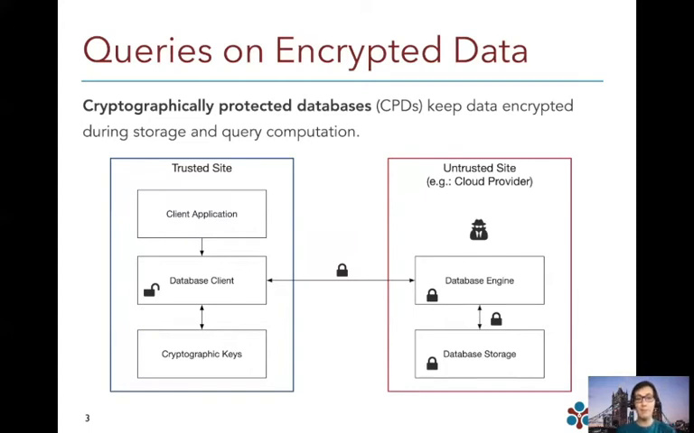At a high level, we have a trusted site and an untrusted site. On the trusted site, we have a database client, which has access to its own cryptographic keys and encrypts data before sending it to the database engine. The database engine is hosted on an untrusted site and evaluates queries and stores the data on the database storage. However, the untrusted site is compromised by an adversary that wants to learn as much information as possible about the contents of the database engine.